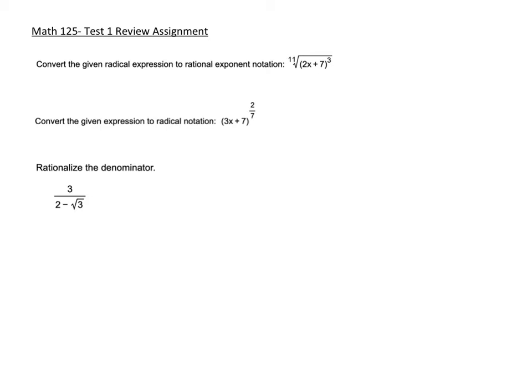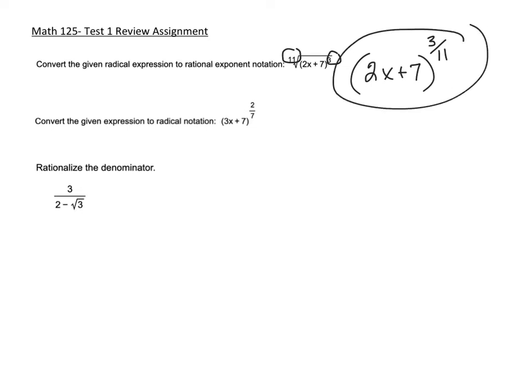Okay? First, convert the given radical expression to the rational exponent notation. So the rational exponent means you're going to take 2x plus 7 and raise it to an exponent. Whenever you have a root, in this case the 11th root, you can write it as a power or an exponent as 3 over 11. The 3 represents the cubed, and the 11 is the root. The 11th root is always in the denominator. When they ask for the rational exponent notation, this is what they want you to type in.